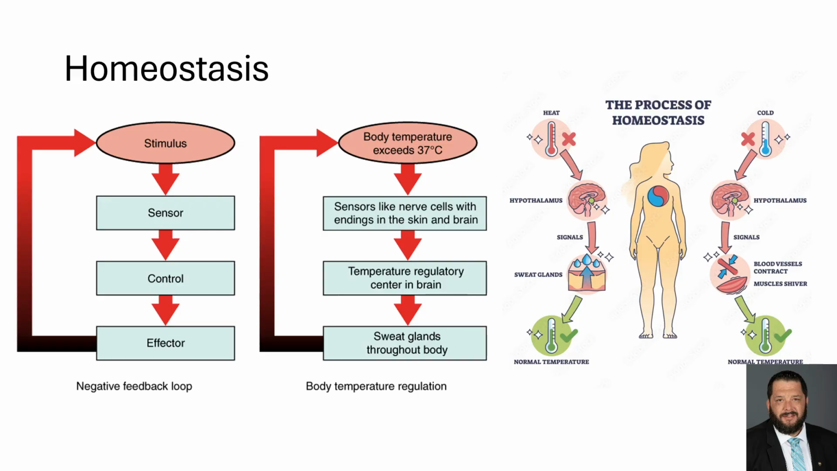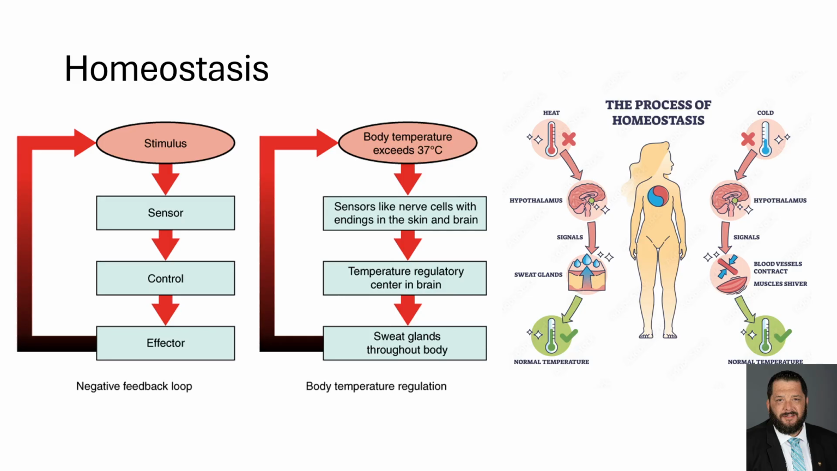Homeostasis, in a nutshell, is the body's ability to maintain its optimal operating state. This includes things like temperature regulation and pH regulation to ensure that the body has the ability to be the most efficient in engaging in its processes.